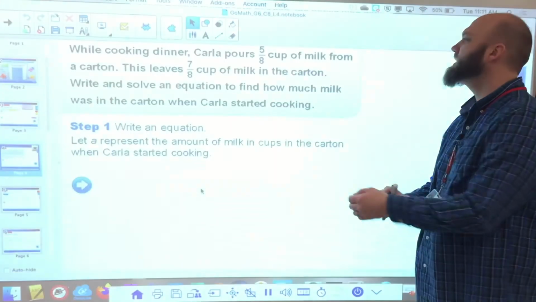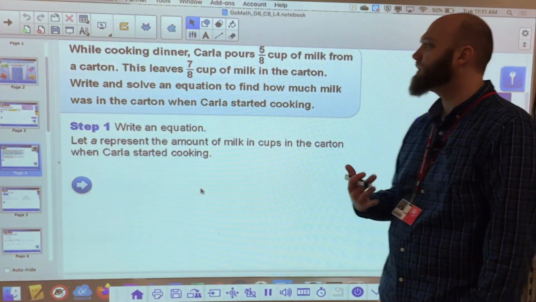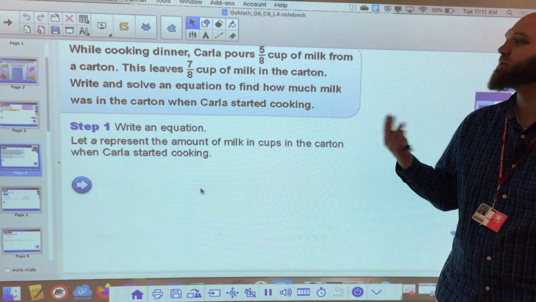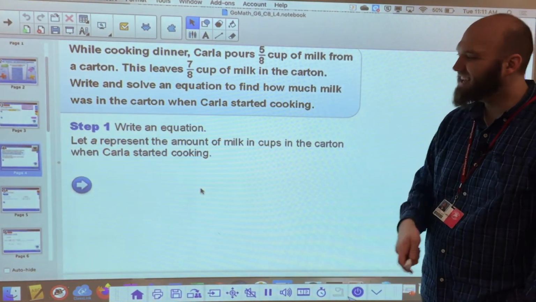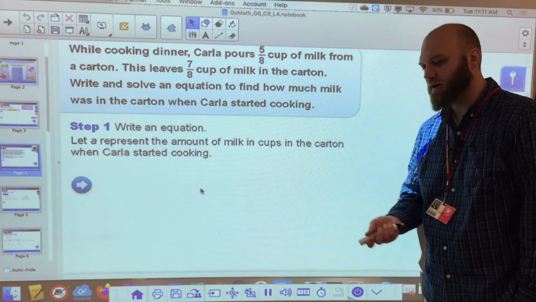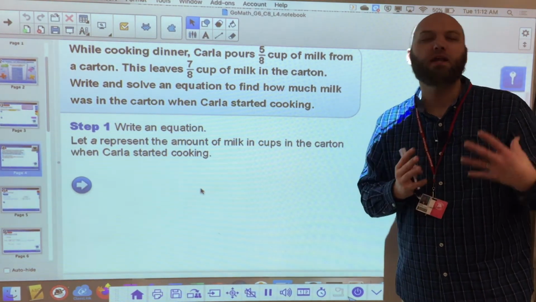All right, so now let's look into our book here. While cooking dinner, Carla pours 5/8 cups of milk from a carton. This leaves 7/8 cups of milk in the carton. So we write and solve an equation to find how much milk was in the carton when she started. All right, so if I'm thinking this through, how would I write this as an equation?